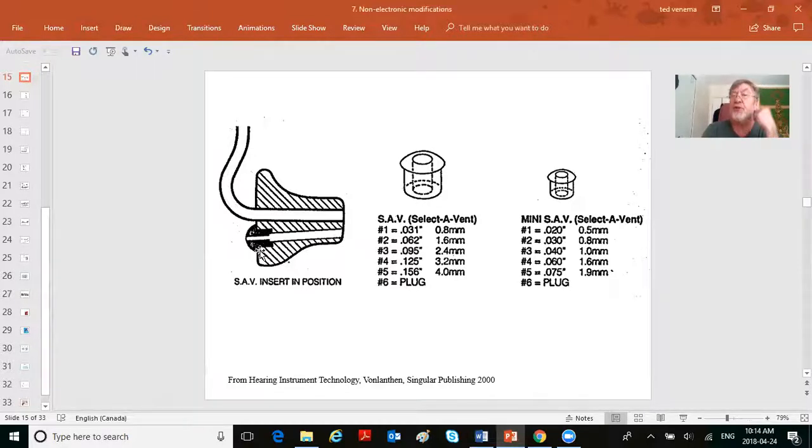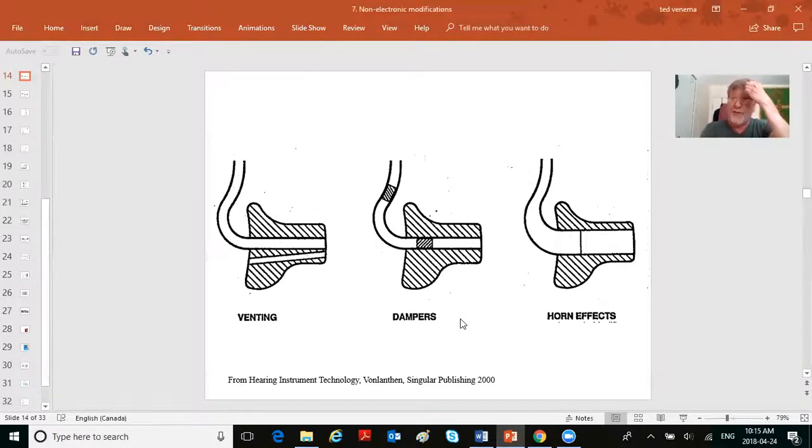And that's what I showed you on that tree. You can choose the size of hole that you want in that plug, from 0.8 millimeters all the way to wide open 4 millimeters, which would be this size right here. Okay? So essentially, we're talking 3 different modifications here. Venting on the left, filtering or damping in the middle, and horns on the right.